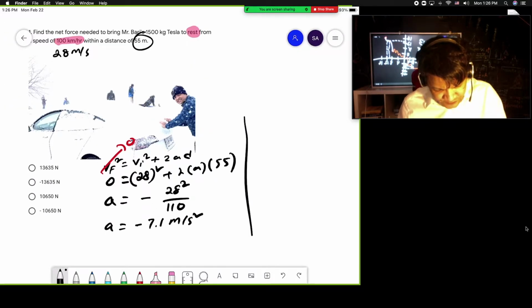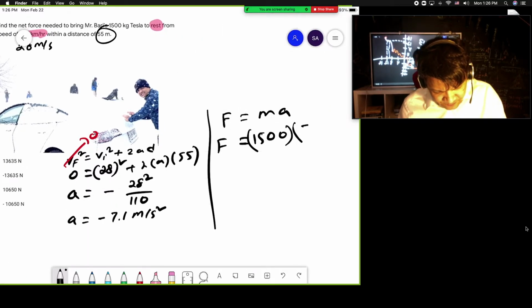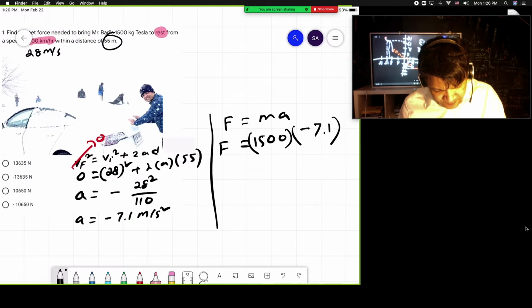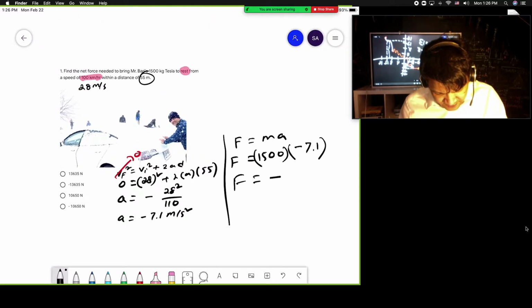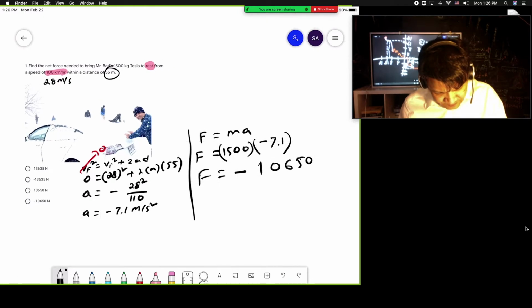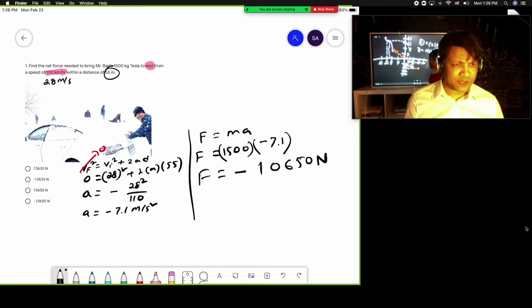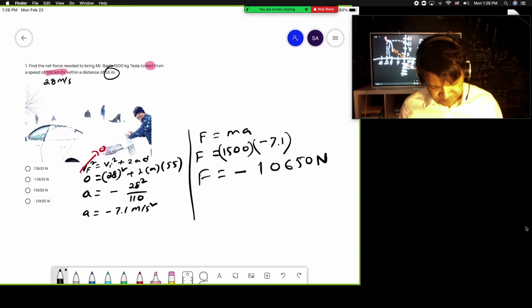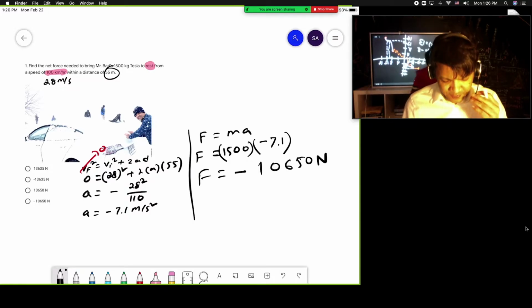So now force. Force is equal to ma. So the Tesla is 1,500 kilogram times acceleration, negative 7.1. Alright, so that is negative 10650 Newton. That is how much force he has to apply to stop this car. Alright, so that's problem number 1 from assignment 7.